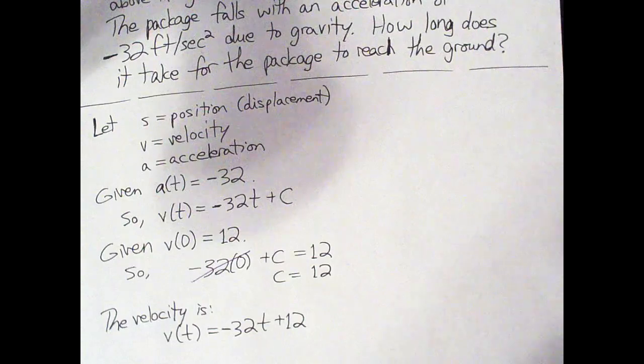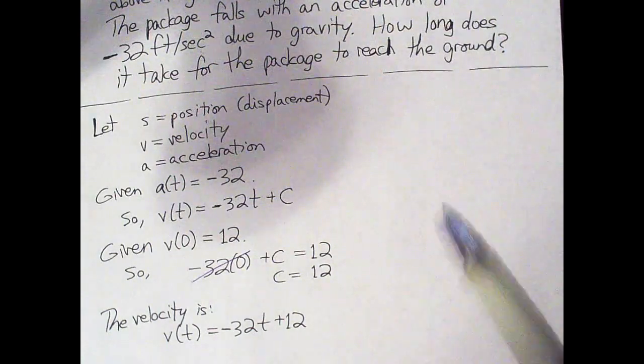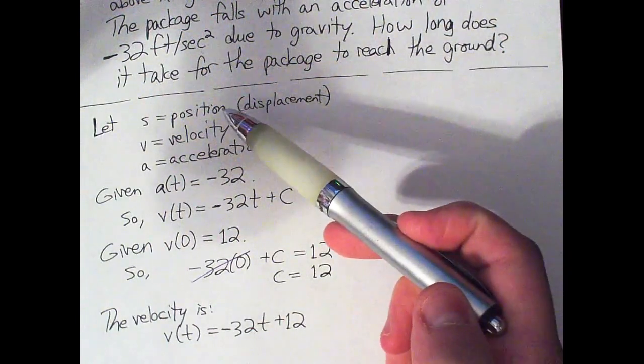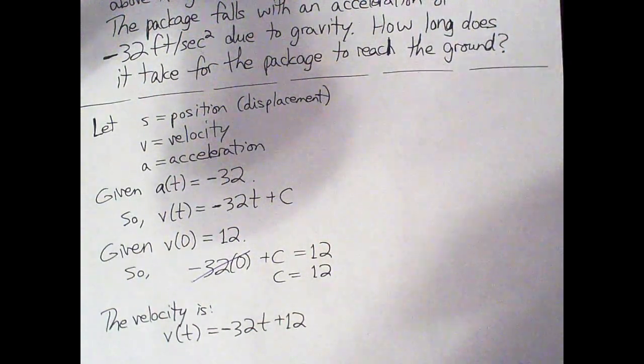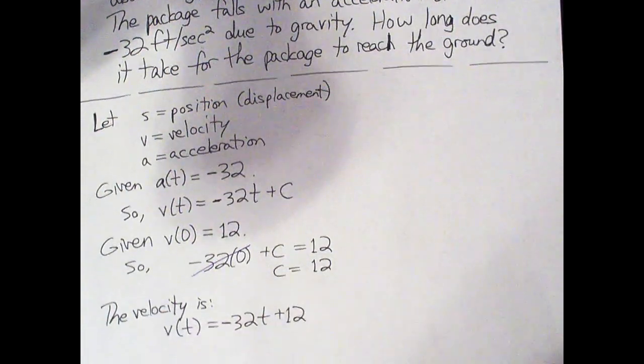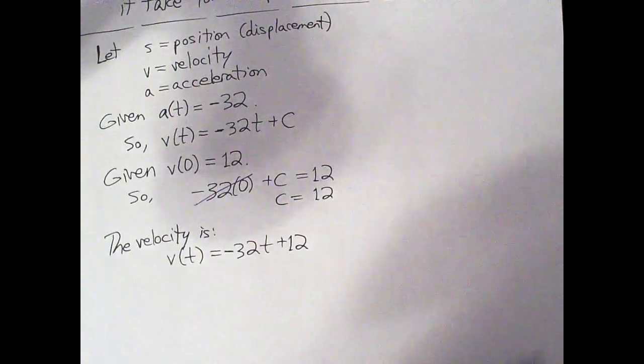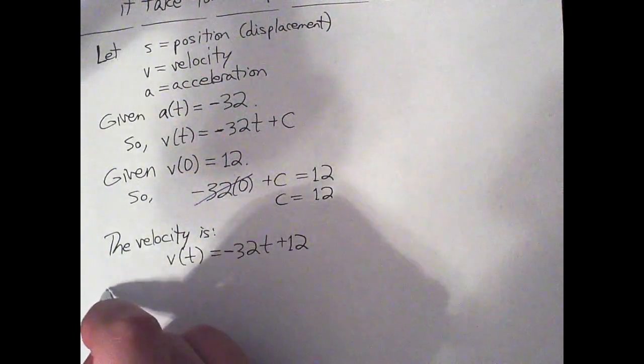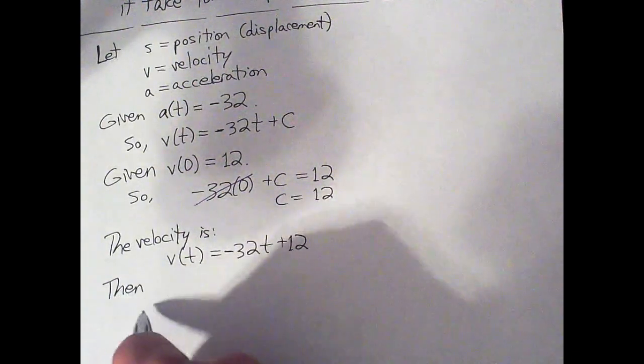Is this getting us where we want to go? Let's keep in mind, what are we trying to answer? It says, how long does it take for the package to reach the ground? Well, I feel like we should find something about the position of the object, right? Because we want to know when the position is 0 feet above the ground. That's going to be the moment when it hits the ground. So I'm working my way up the diagram. We went from acceleration to velocity. Let's try to find the position.